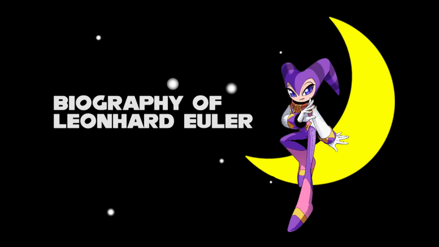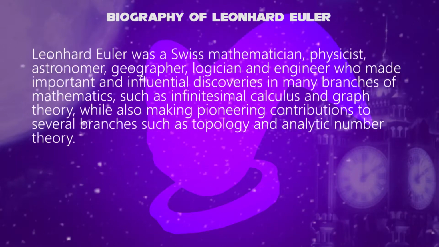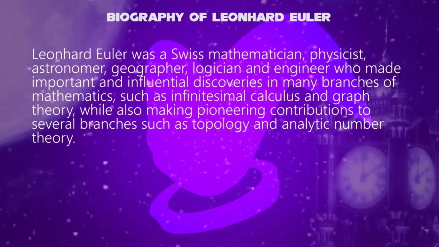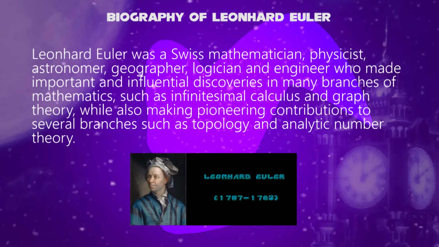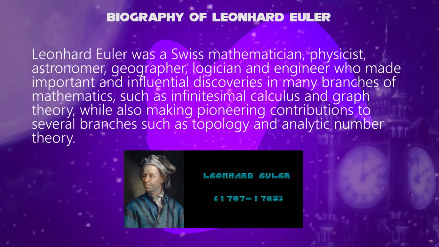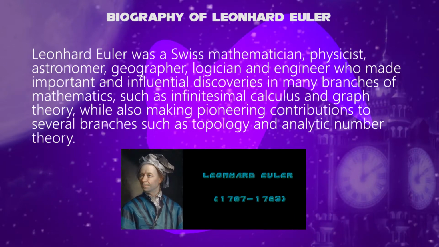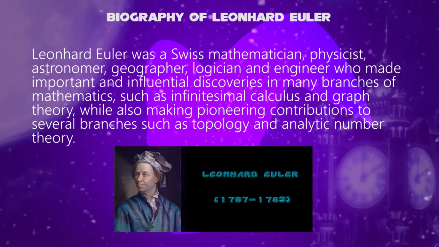Introduction to Mathematical Autobiography, Leonhard Euler. Leonhard Euler was a Swiss mathematician, physicist, astronomer, geographer, logician and engineer who made important and influential discoveries in many branches of mathematics, such as infinitesimal calculus and graph theory, while also making pioneering contributions to several branches such as topology and analytic number theory.